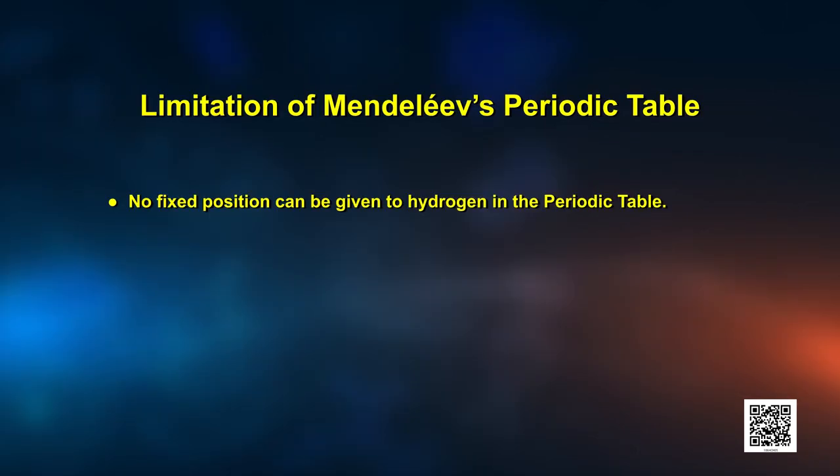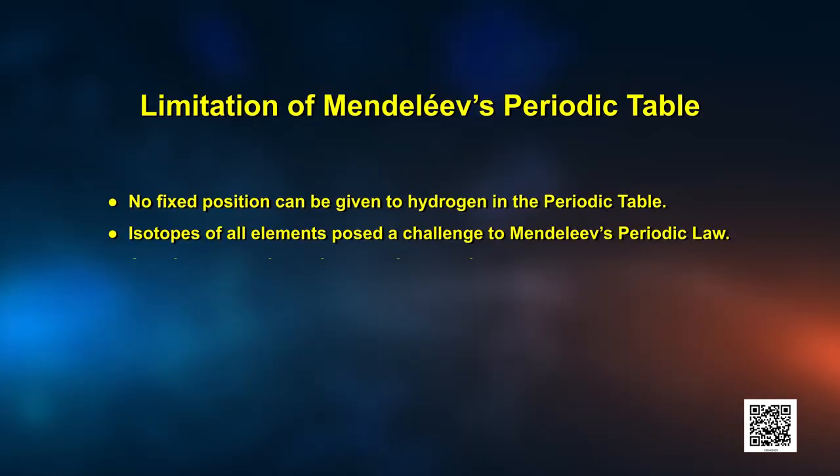Certainly, no fixed position could be given to hydrogen in the periodic table. This was the first limitation of Mendeleev's periodic table. He could not assign a correct position to hydrogen in his table. Now, the second limitation was isotopes. Do you remember what isotopes are?